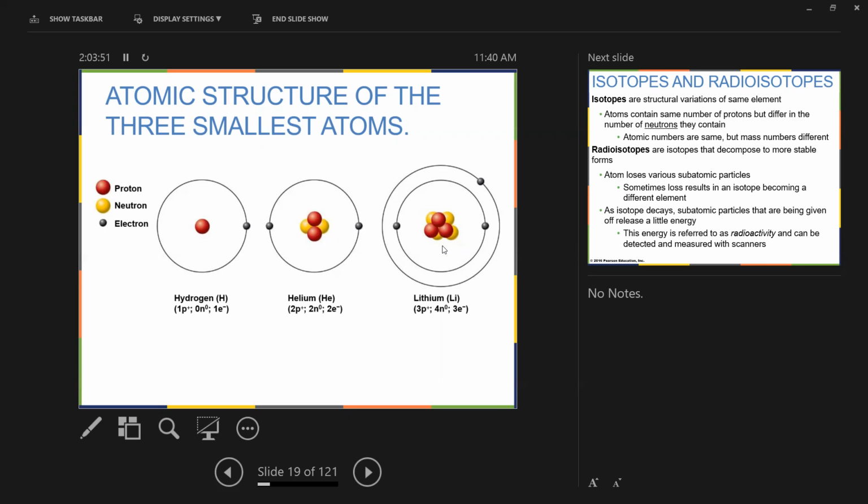And this process continues. As we add more protons, we add more electrons. And as we add more electrons, we have to put them in different orbits. We can only put 2 electrons in the first orbit. We can only put up to 8 in the second orbit. So we start filling up these orbits.